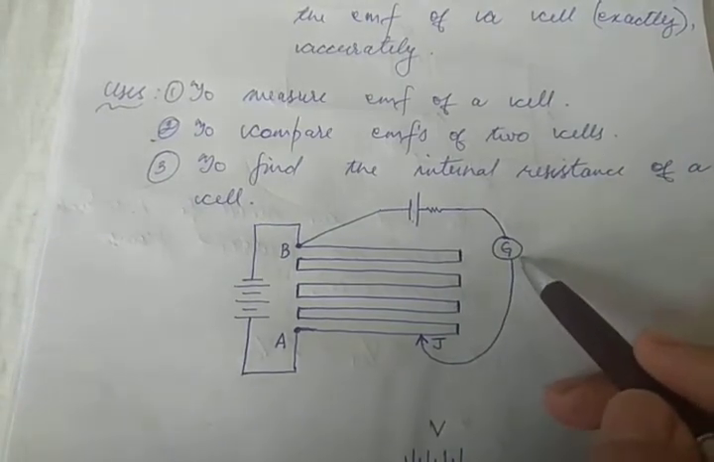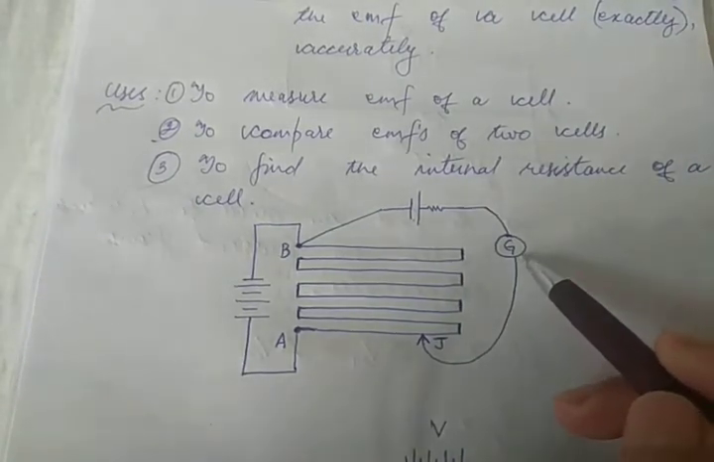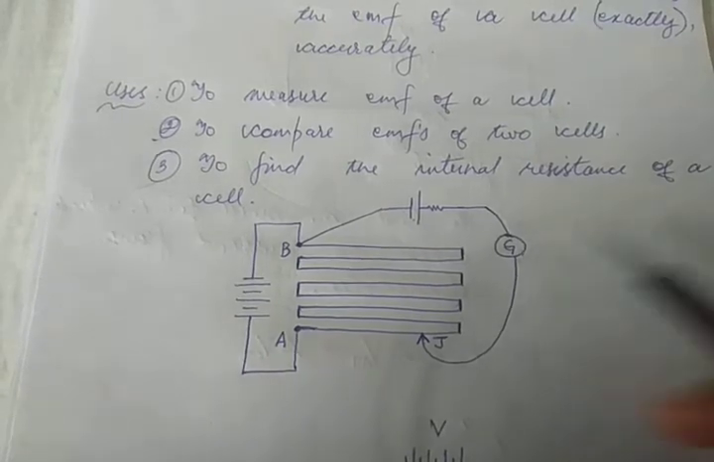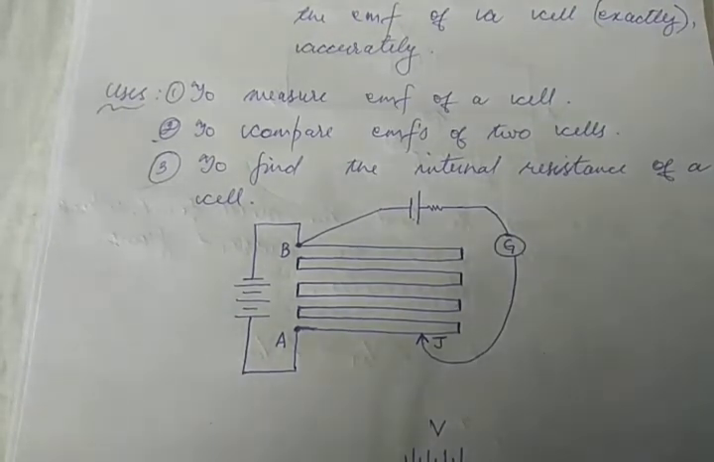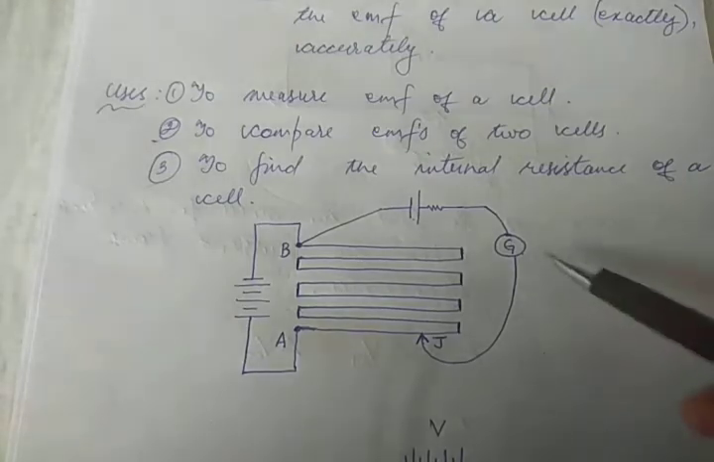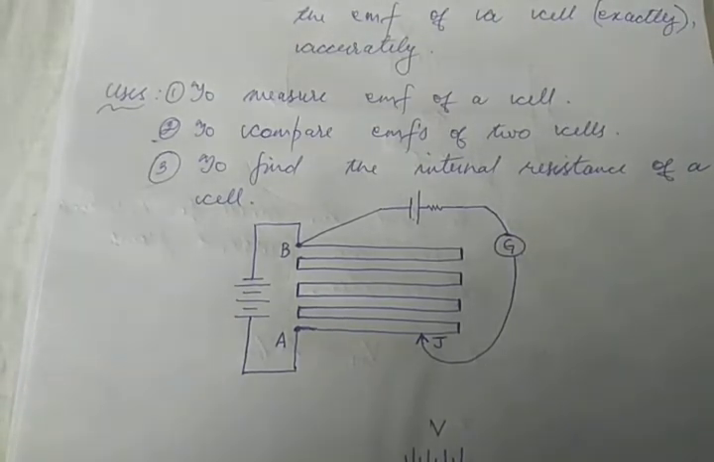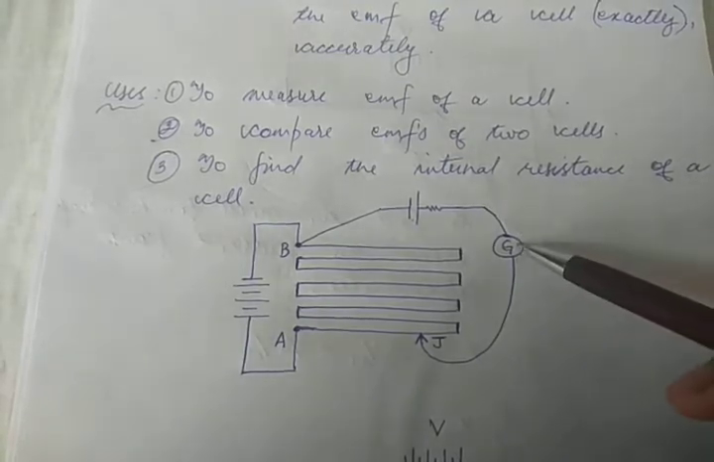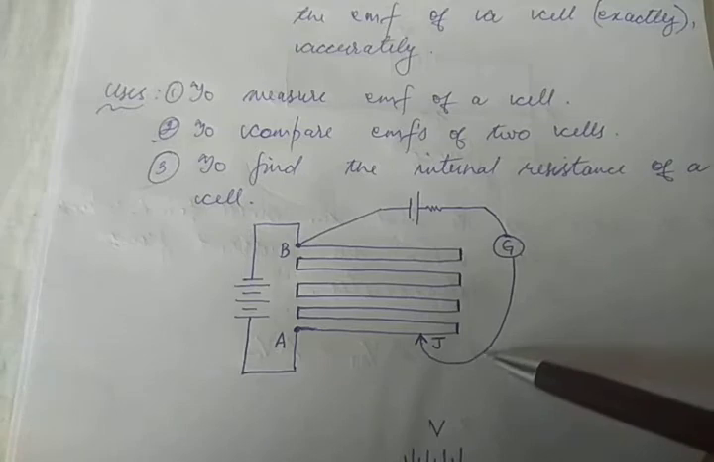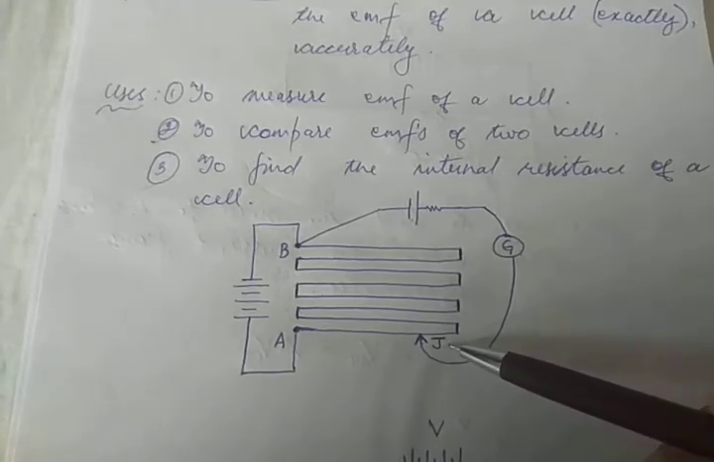Remember, galvanometer is a device. It is a device which detects current, okay, which detects the flow of current. Okay, it can detect a very small flow of current also. It's a very sensitive instrument. So you have a galvanometer here, and this galvanometer is connected to something called a jockey, which I have represented by a J over here.